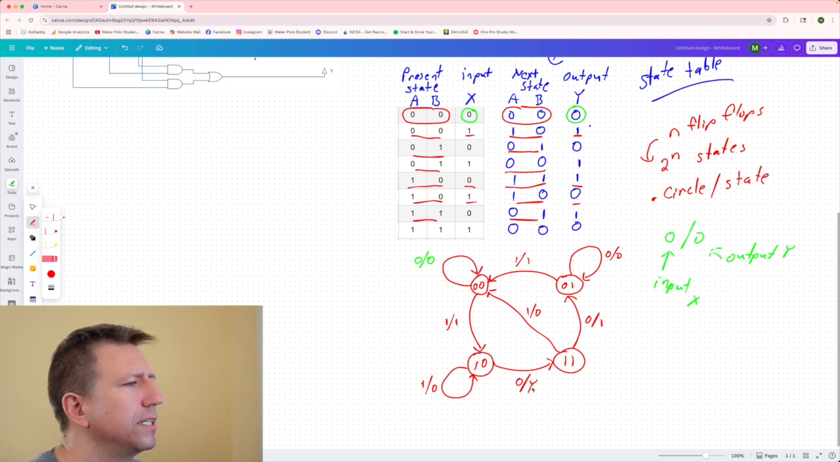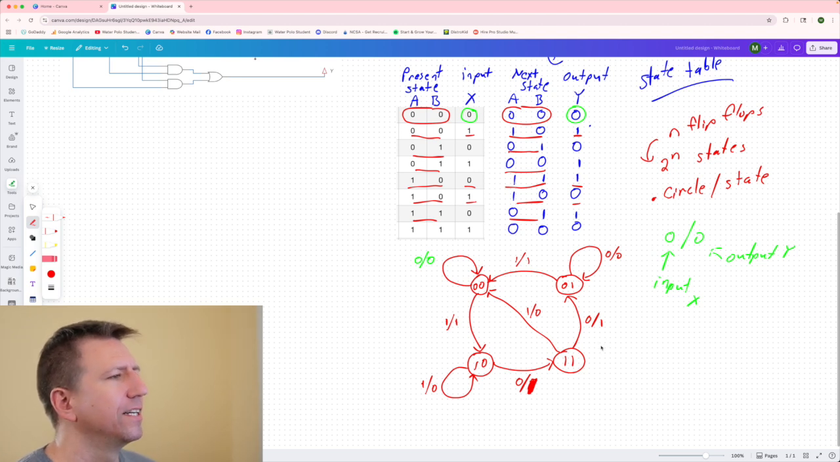So this Y output here, what's it supposed to be? Did I just put Y? 1, 0 to 1, 1 on a 0. This should be a 1. I think I just put a Y there. Let's make that a 1. Or a big block. There we go.